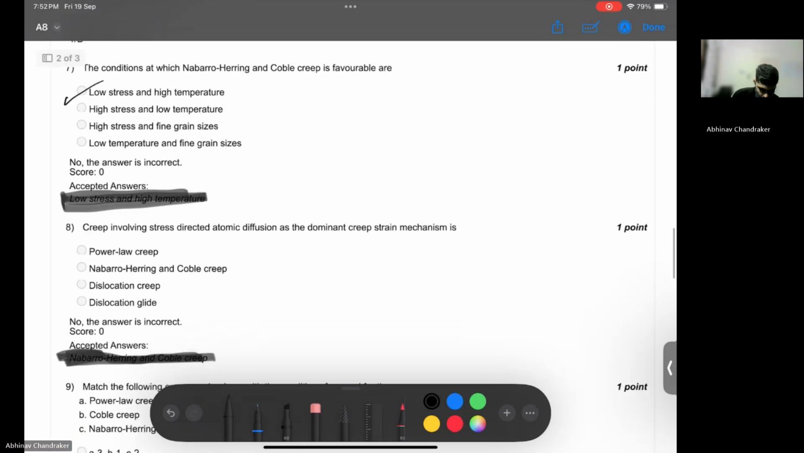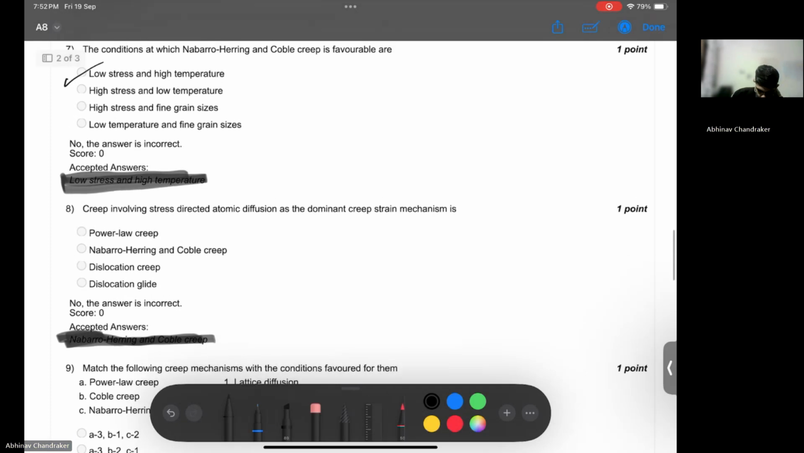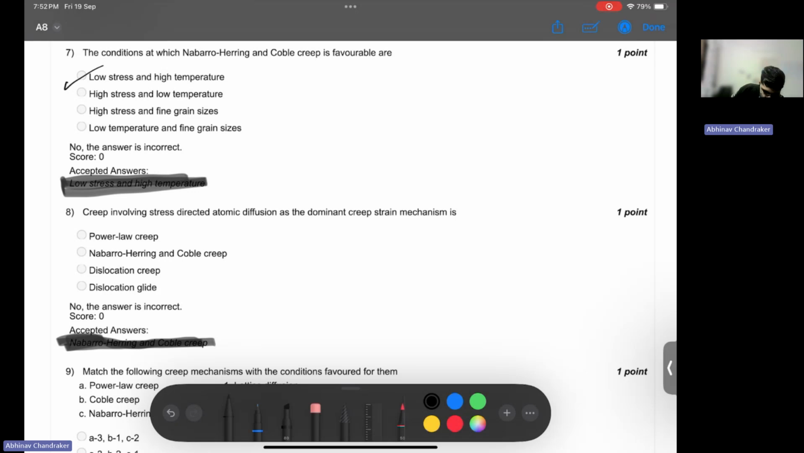And also, since you have options related to grain size, finer grain size, easier diffusive processes, more of diffusive processes.